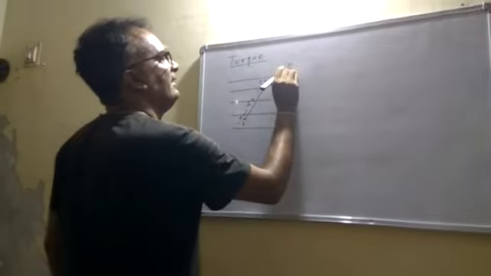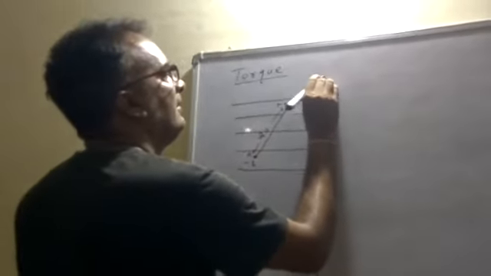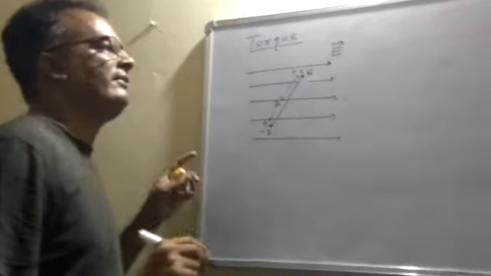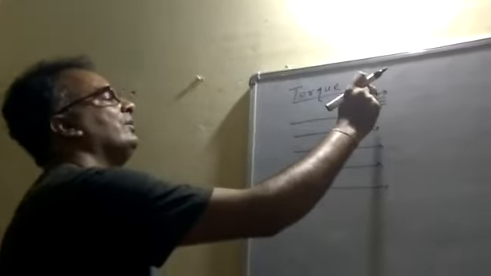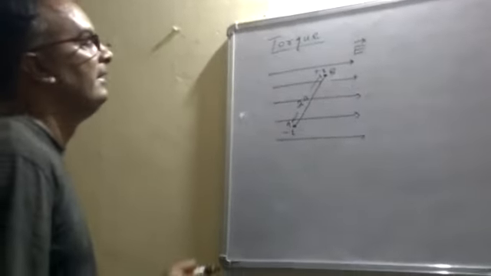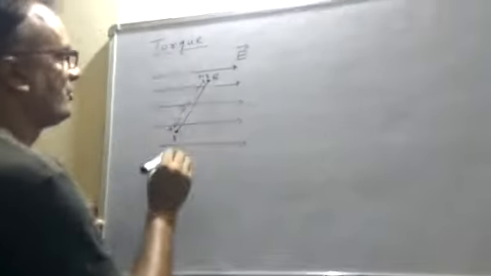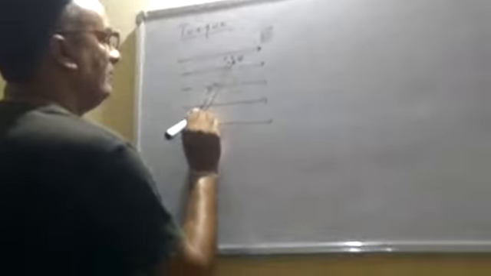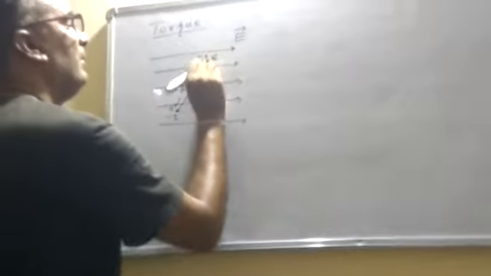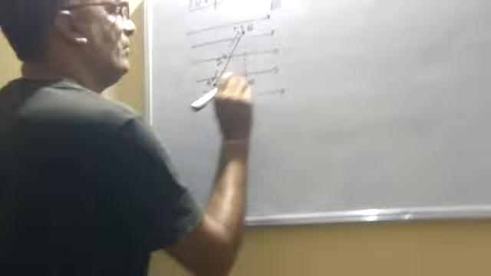This is your electric field E. Because electric field is a vector quantity, I denote it with a vector sign. This is plus Q and this is minus Q. Now I draw a perpendicular from the midpoint between these two charges and let it be O.